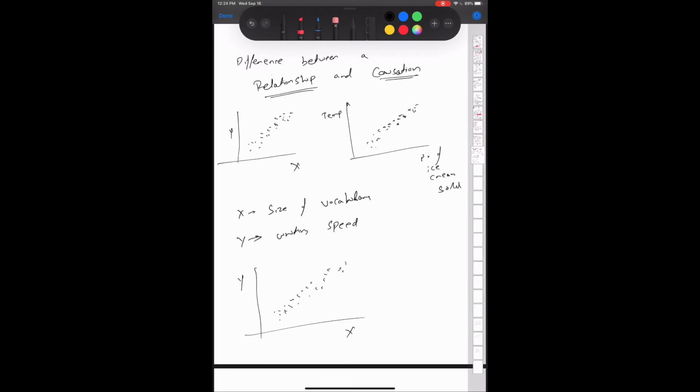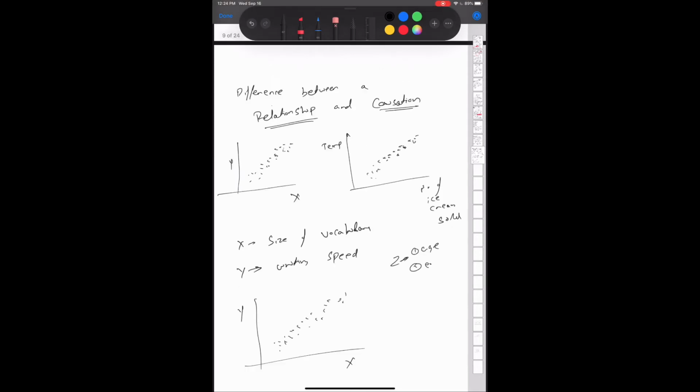So it turns out there are other variables, let's say z, which is age or experience with a language, and other variables that affect both x and y. And that's why x and y seem to have a relationship. But it's clear that the size of vocabulary does not cause your writing speed to increase, right? If you just learned a few more words today, your writing speed would not increase in a day. It's based on practice and other things, right?